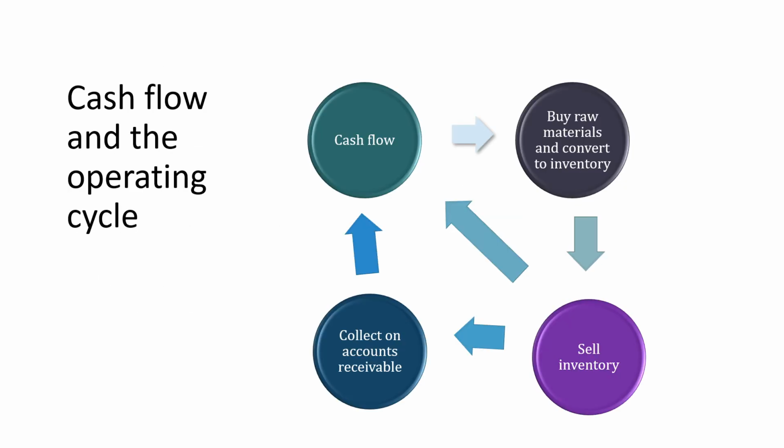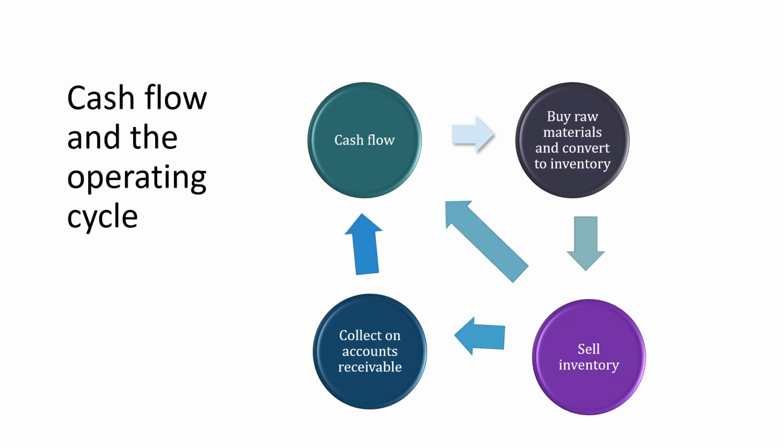So this is a diagram of the cash flow and how it relates to the operating cycle. So you start out with cash, you buy raw materials and convert it into inventory. So there's, say, a manufacturing process or an assembly process. And then you sell the inventory. Now when you sell the inventory, you might get cash right away.